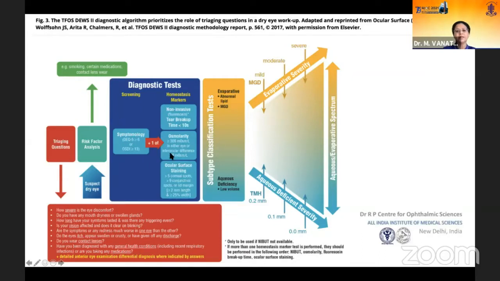These will be definite diagnostics to categorize your patient as a dry eye disease patient, the severity of which can be graded into mild, moderate, and severe, depending upon further elaboration into identification of whether it's an evaporative or aqueous dry eye disease we're dealing with, or a combination of both.